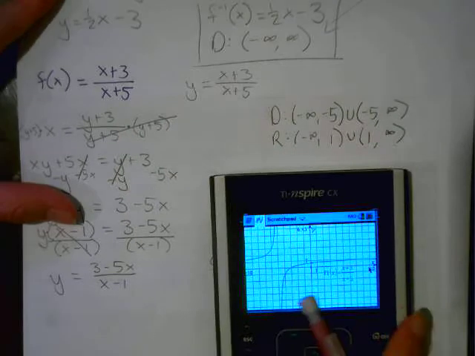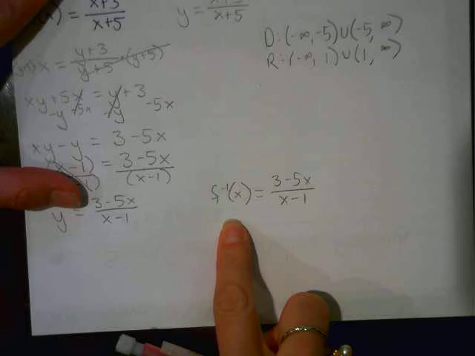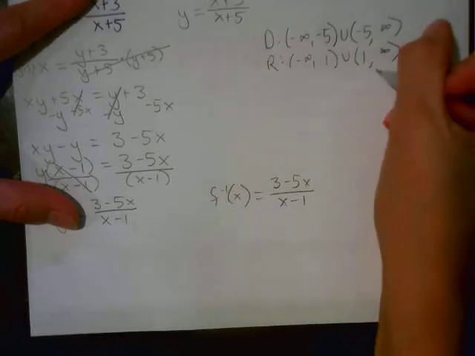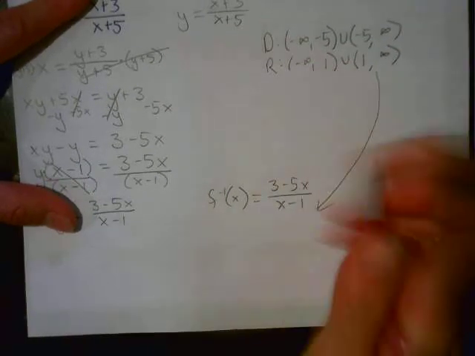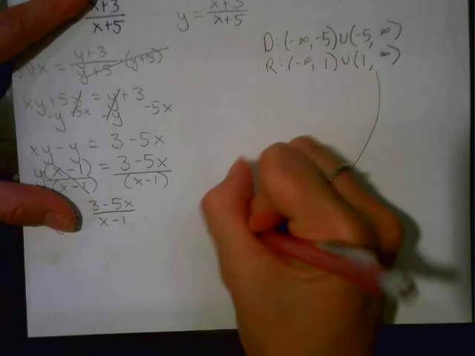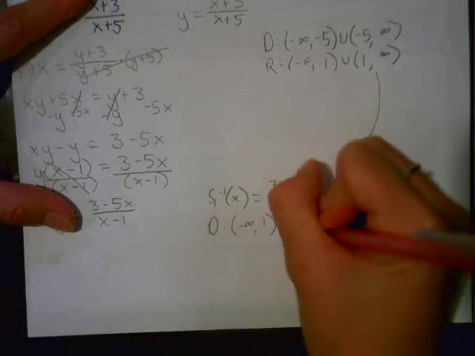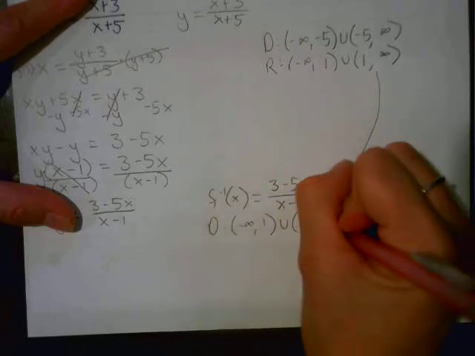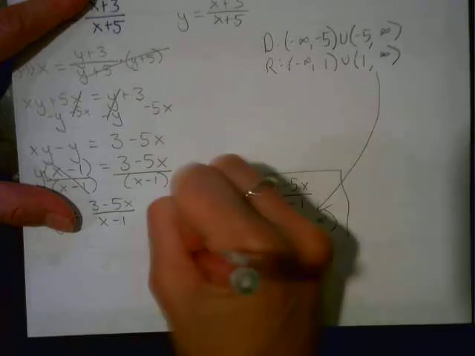Okay, so the domain of our inverse function, remember, should be the range of our original function. So our domain is going to be from negative infinity to 1, union from 1 to infinity. And this would be my final answer.